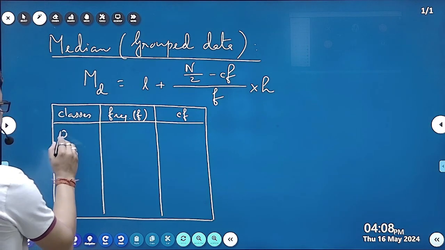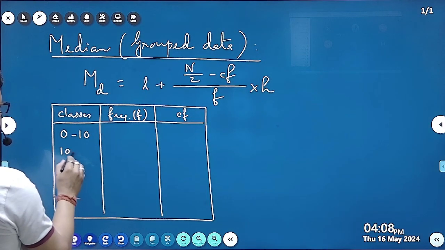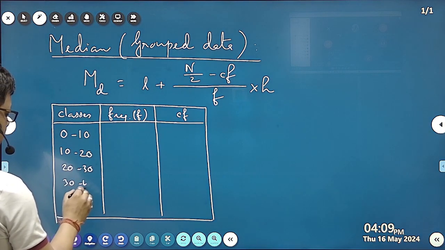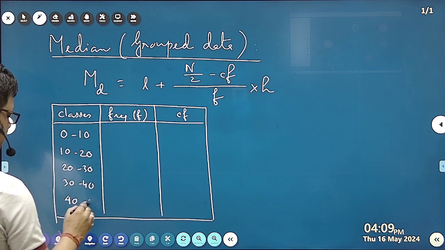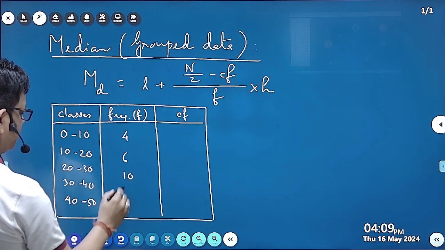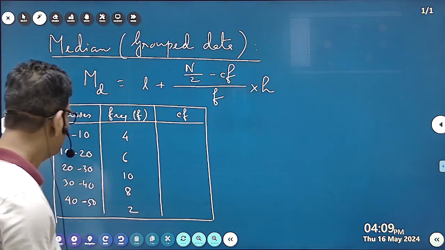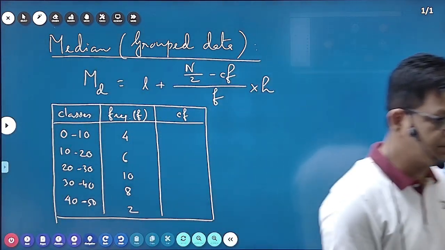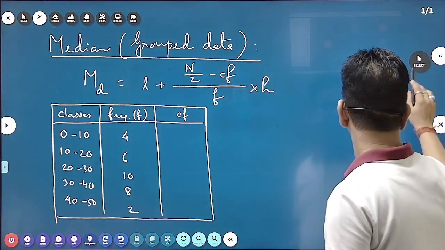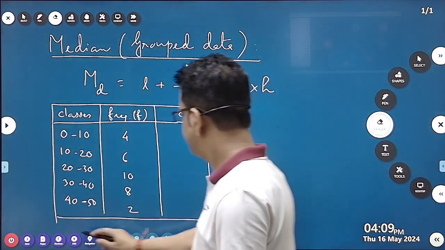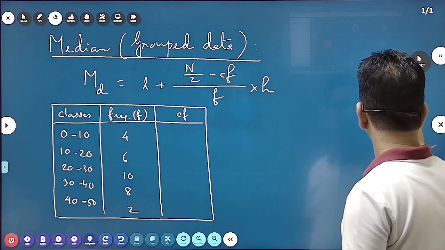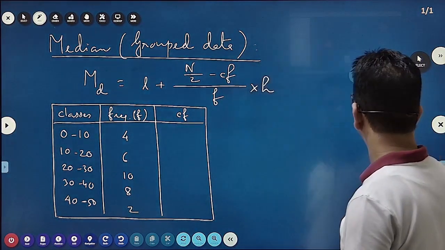Suppose I take a very easy example so that everybody here understands. These are the classes, suppose 30 to 40 and 40 to 50. And suppose this is 4, here it is 6, here it is 10, then 8, 2. The question is how to find the median for grouped data. This is the table we need to complete. So this table is ready. Now we will go for finding the median. We will do only one example.